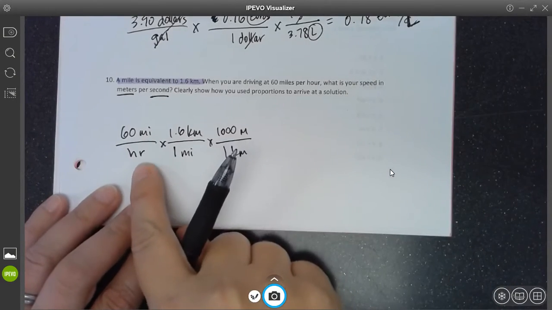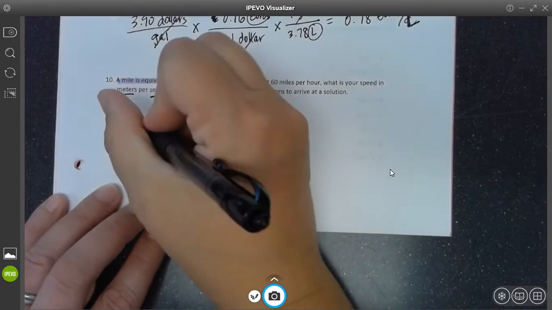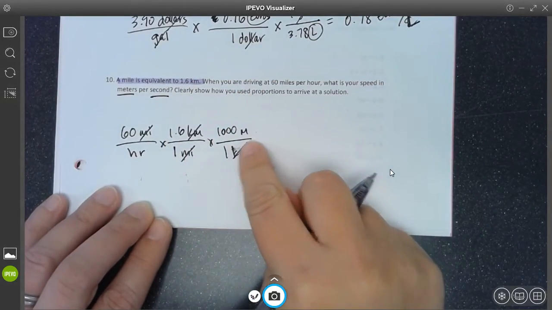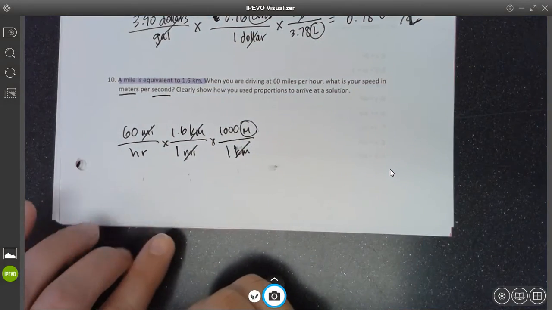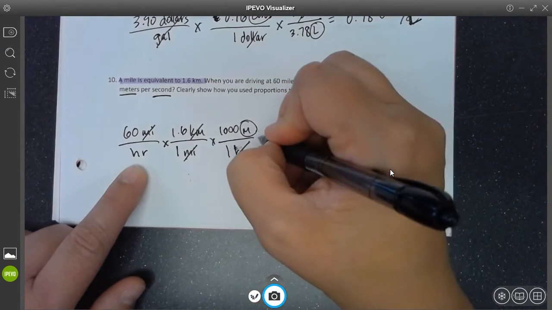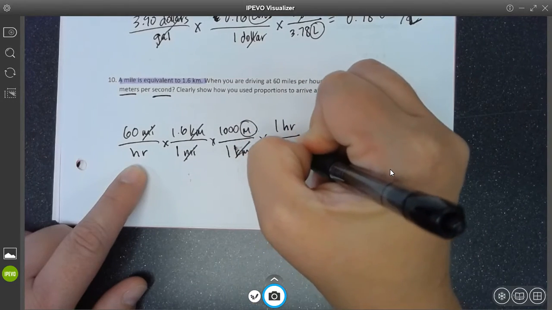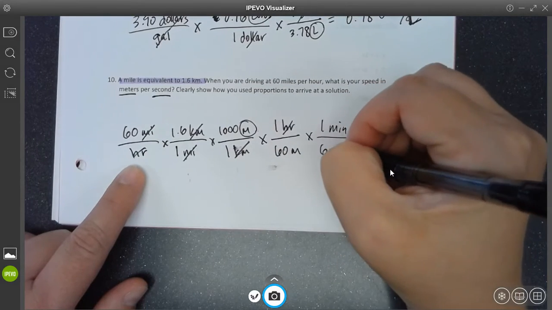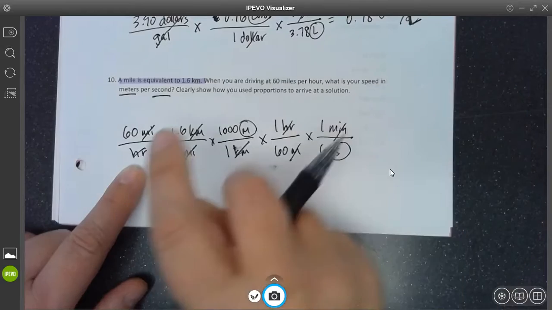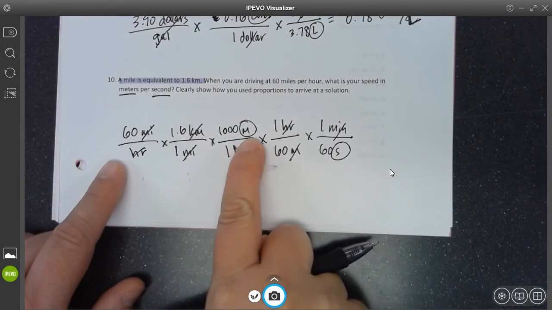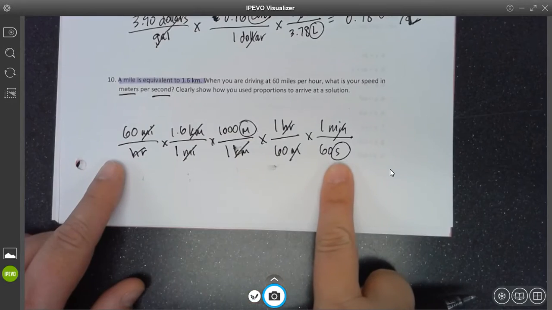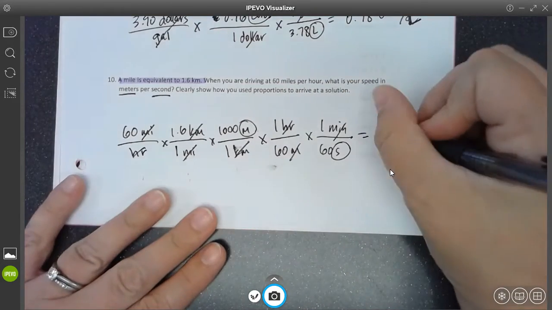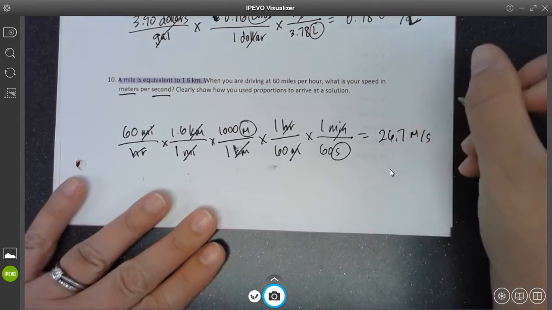All right, so we've got 60 miles per hour, 1.6 kilometers per mile, so miles will cancel. 1,000 meters per kilometer, so kilometers cancel. Now we're at meters, which is one of the things we wanted to keep. Then we have to convert hours to seconds. So for every 1 hour, we have 60 minutes, which allows hours to cancel. For every 1 minute, we have 60 seconds. So minutes cancel. And so you can see that by the time you're at the end, you only have one unit left on the top and 1 unit left on the bottom. If you do all the math, you should end up with 26.7 meters per second.